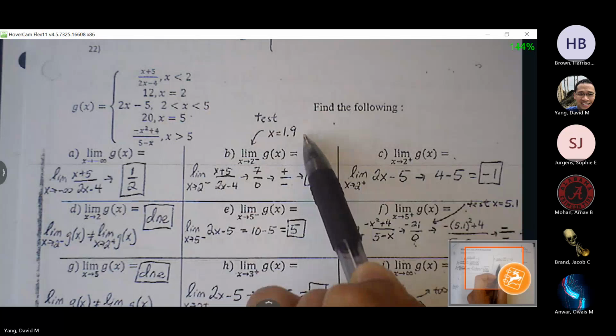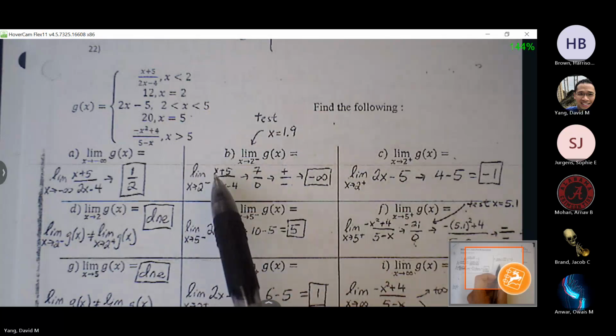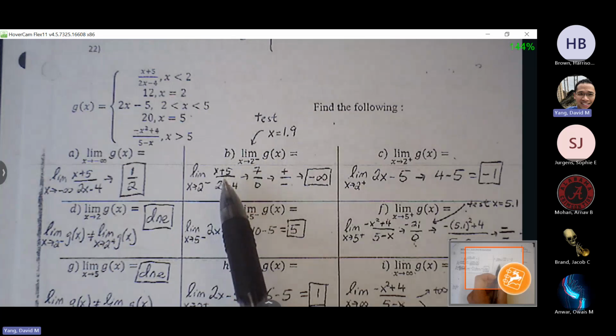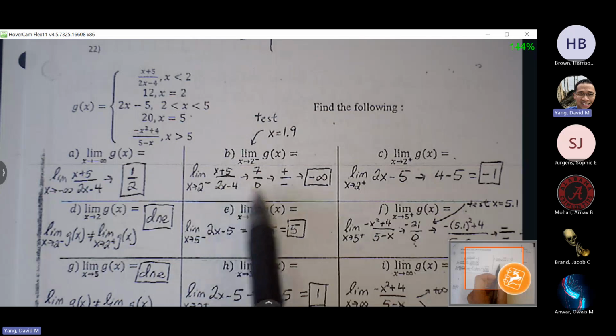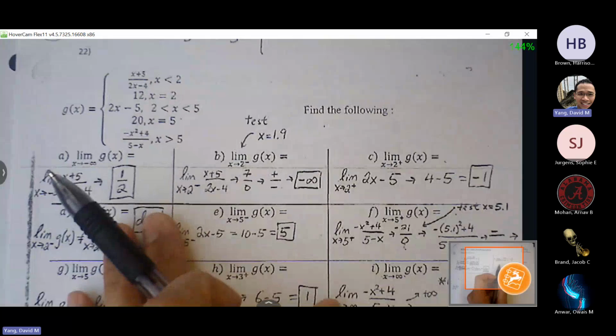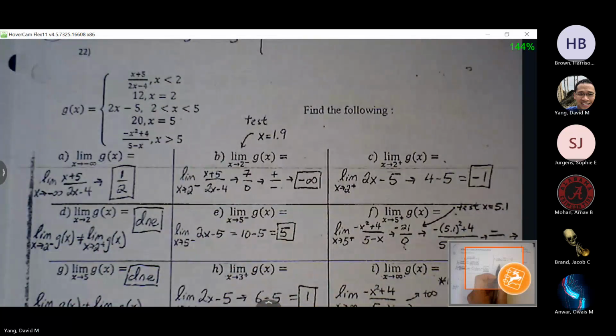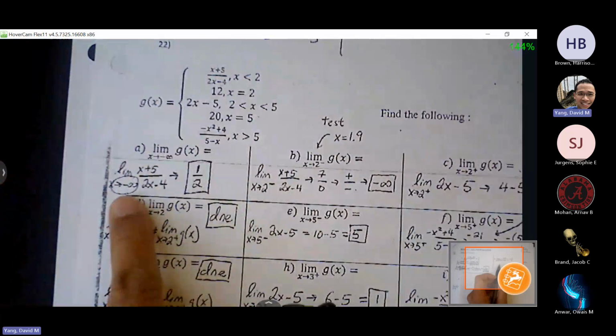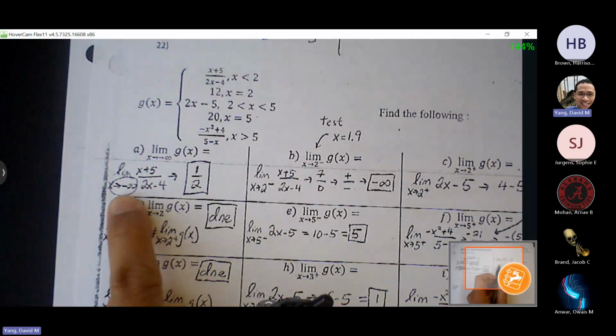So use a decimal value. 1.9 plus 5 over 2 times 1.9 minus 4. 1.9 plus 5 is a positive. 2 times 1.9 is going to be slightly less than 4, like 3 point something. 3 point something minus 4 is a negative. Positive over negative is negative, so therefore negative infinity. Remember, with infinity, we don't plug anything in. We compare degrees. It's horizontal asymptote, right?